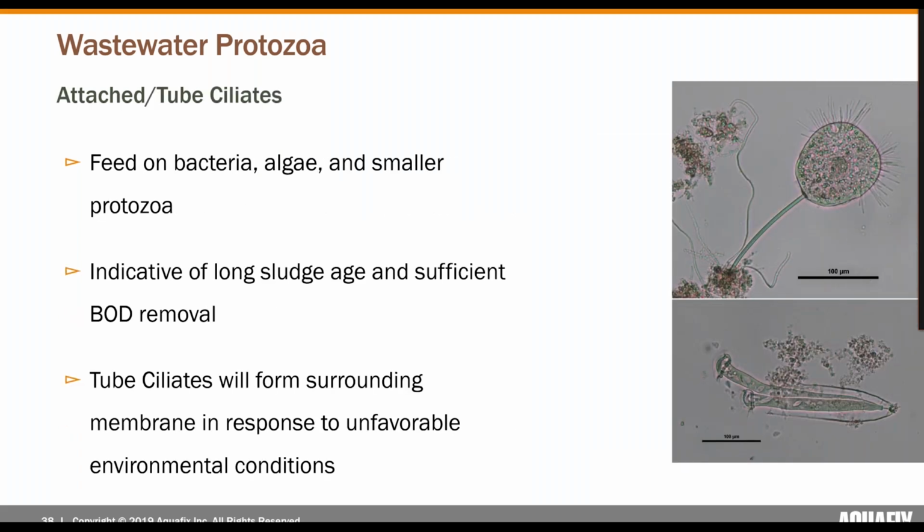Moving on, we can now discuss attached and tube ciliates. Very, very similar to stalk ciliates, and they primarily are feeding on bacteria, algae, and smaller protozoa within the bulk liquid. And they're going to be indicative of a slightly longer sludge age and sufficient BOD removal. And interestingly enough, you can see in the bottom image here, tube ciliates will actually be able to form the surrounding membrane in response to unfavorable environmental conditions such as low levels of dissolved oxygen.